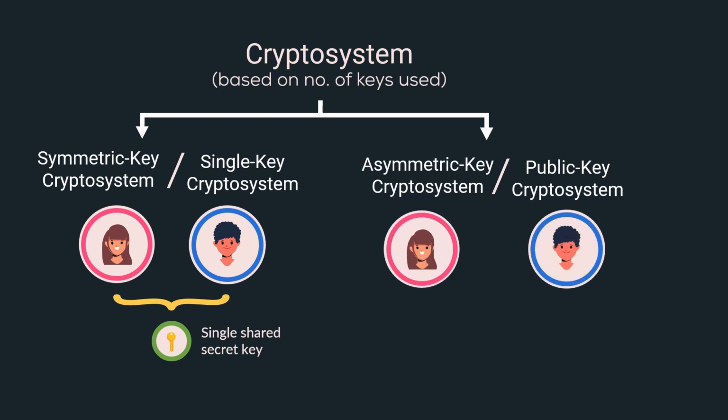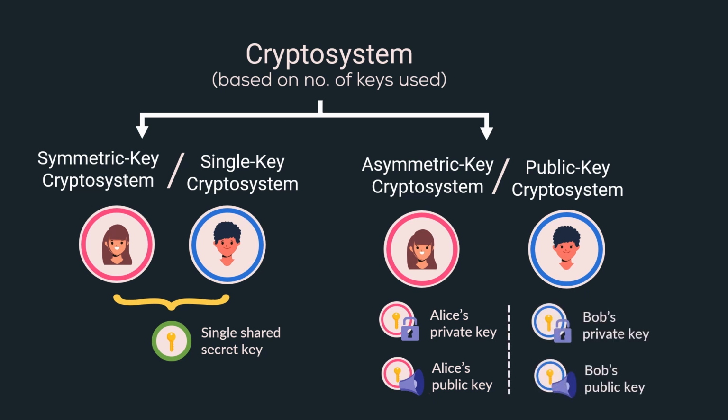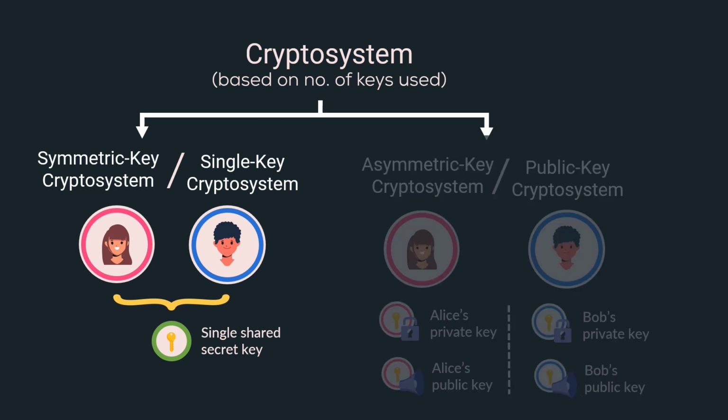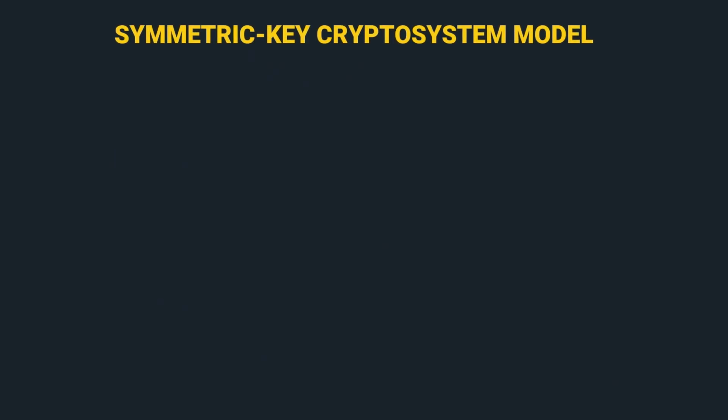Whereas in asymmetric-key cryptosystem, Alice has two keys. One is a private key that is only known to Alice, and one is a public key which is known to everyone. The same goes for Bob. He also has two keys, one private and one public. In this video, we are going to understand the symmetric-key cryptosystem model and also mathematically define that model. So let's dive deep into this.